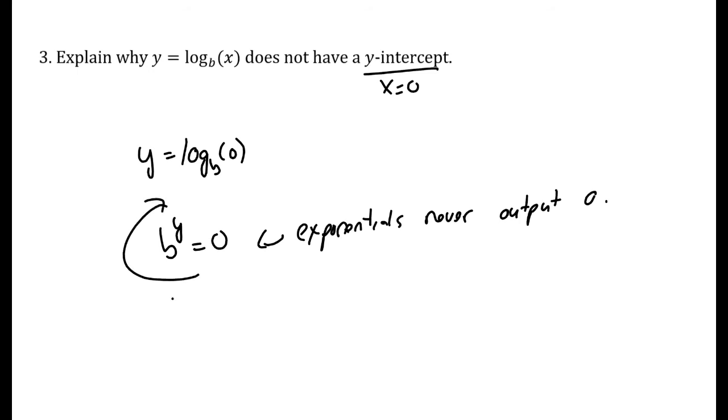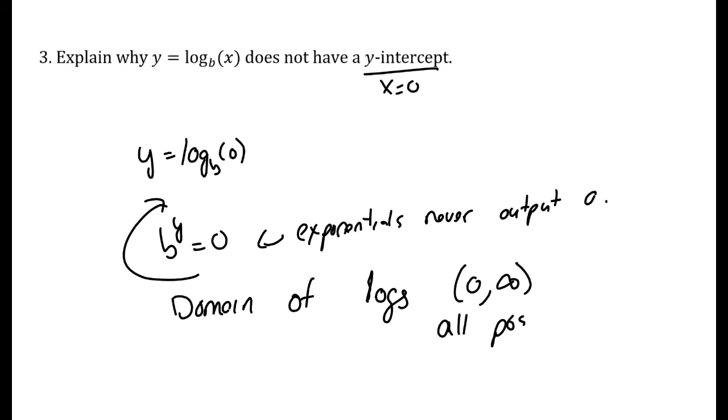So the domain of logs is from 0, not including it, so I can get really, really close to 0, to infinity. All positive real numbers. So that's why I don't have a y-intercept, because when I plug in a 0, it's undefined. 0 is not in the domain of a logarithm.